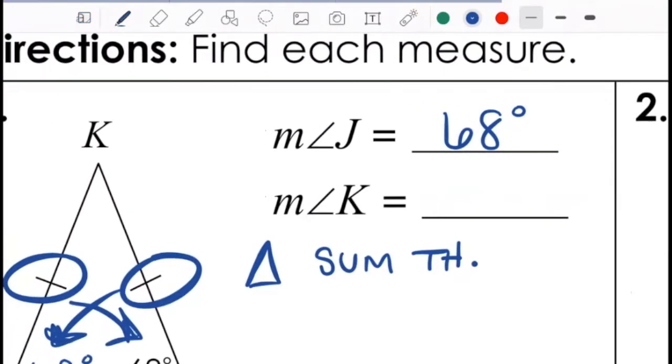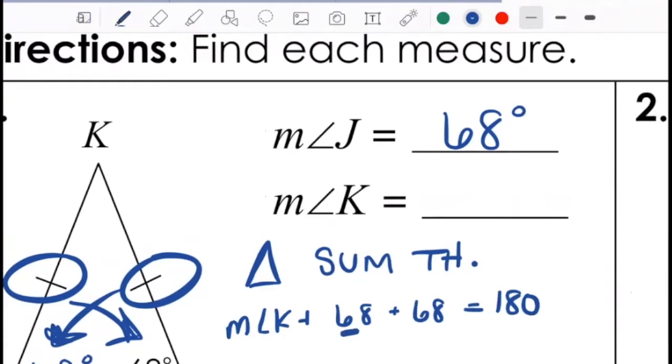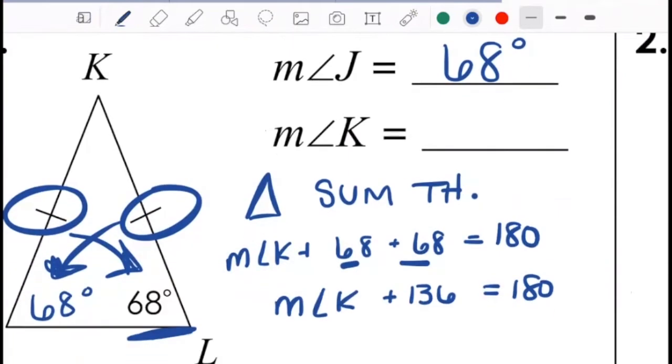So the measure of K plus 68 plus 68 equals 180. Combine like terms on the left side: the measure of K plus 136 equals 180. We're going to subtract 136 from both sides. So the measure of angle K is what? 44? So 44 degrees.